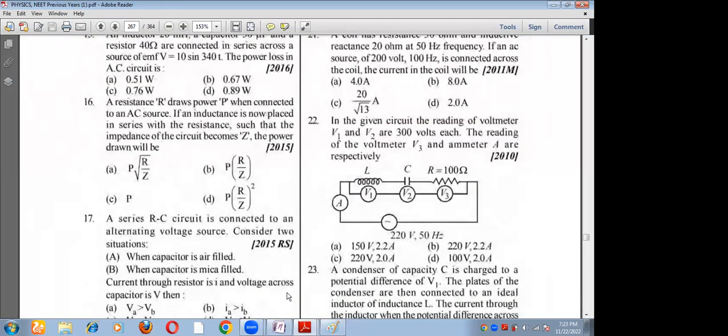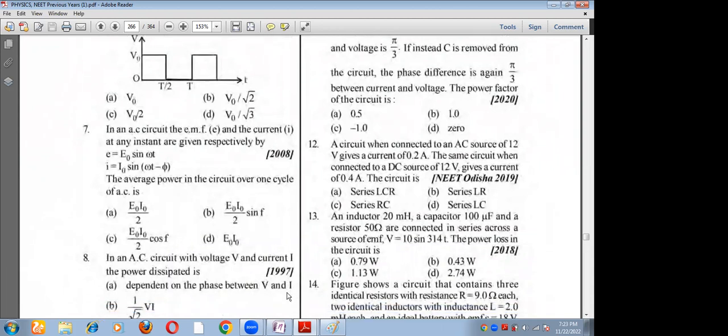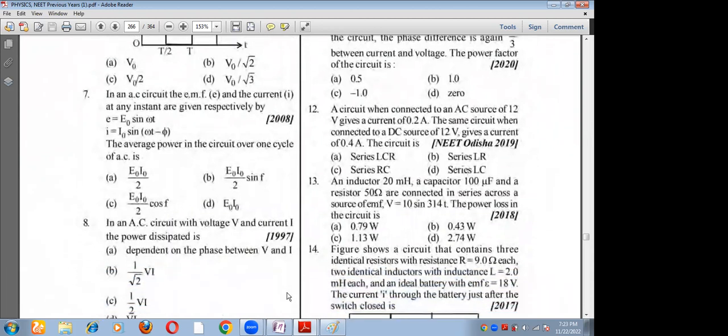Now we can do the questions. These are AC circuit questions. So now try question number 7. Question number 7.